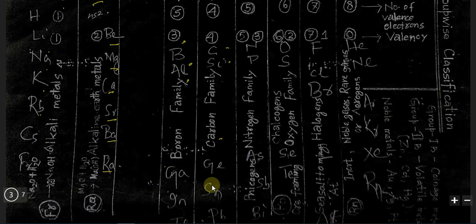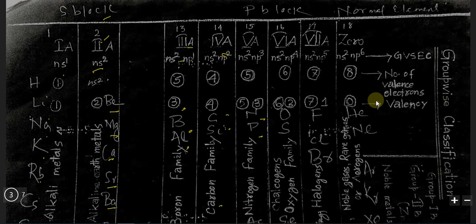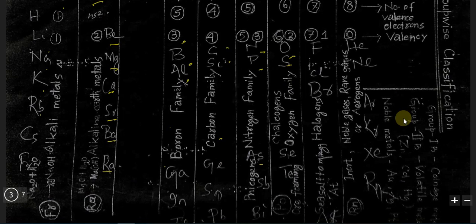Then ns2 np3, the nitrogen family. The first element is nitrogen, so nitrogen family. Here nitrogen, phosphorus, arsenic, antimony, bismuth. Then the oxygen family, first element oxygen, ns2 np4: oxygen, sulfur, selenium, tellurium, polonium.